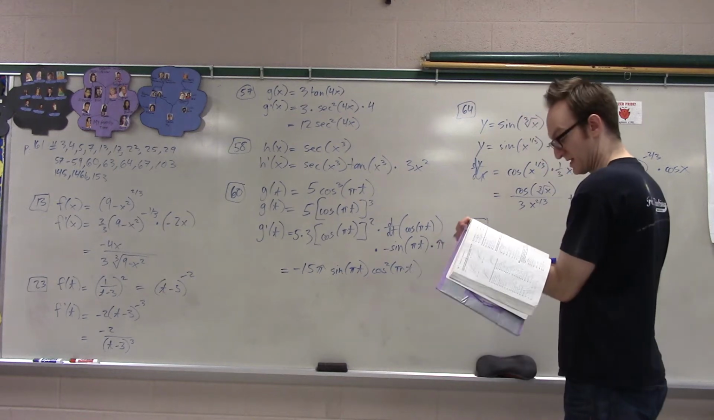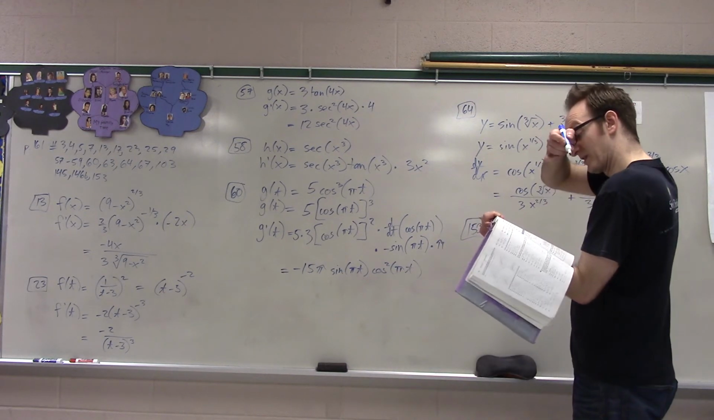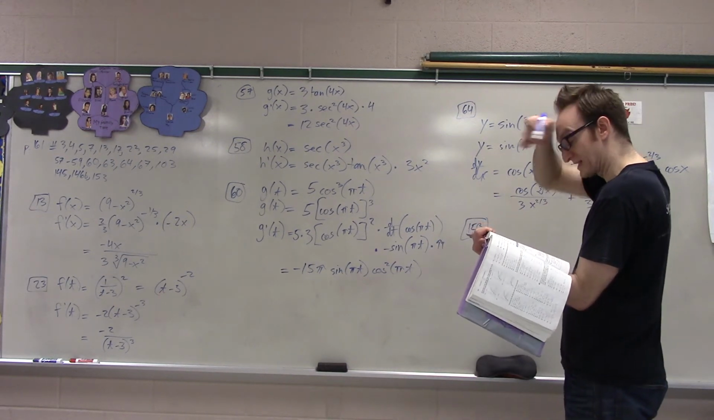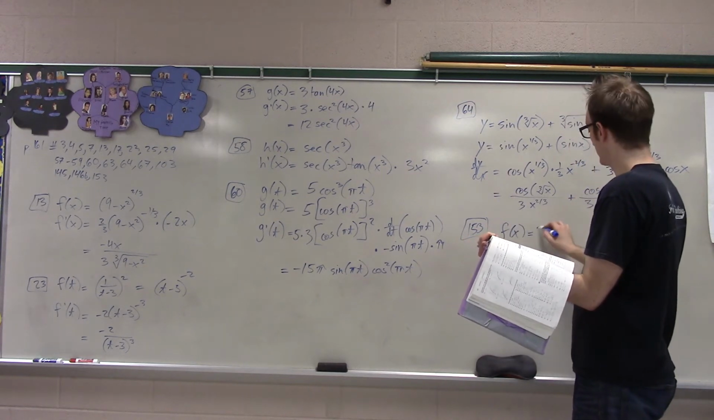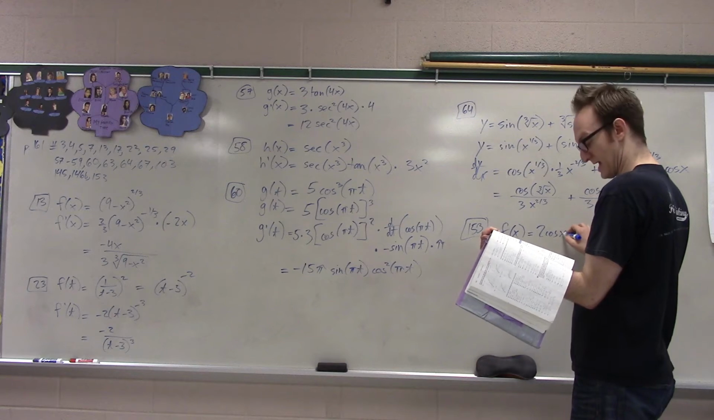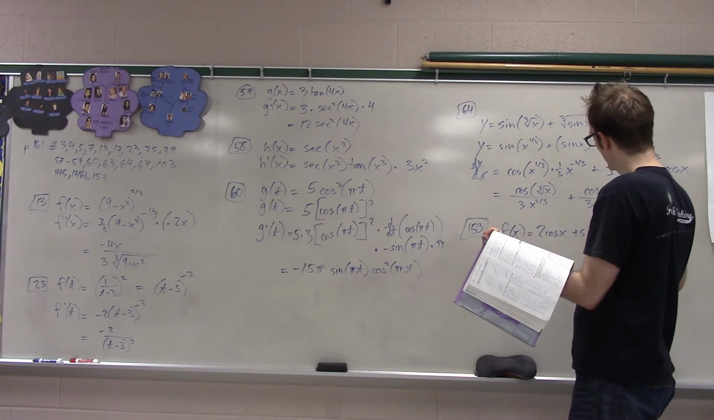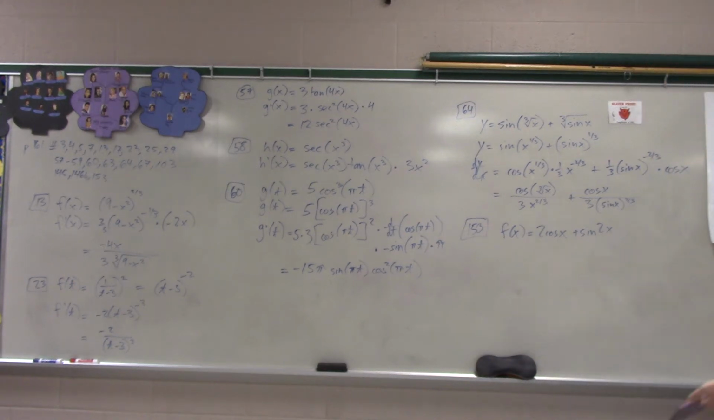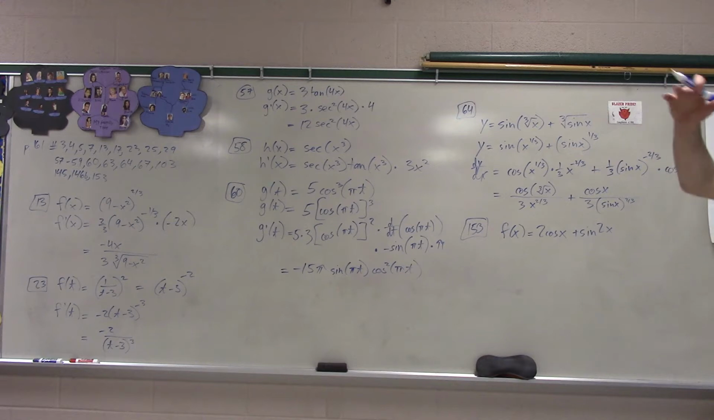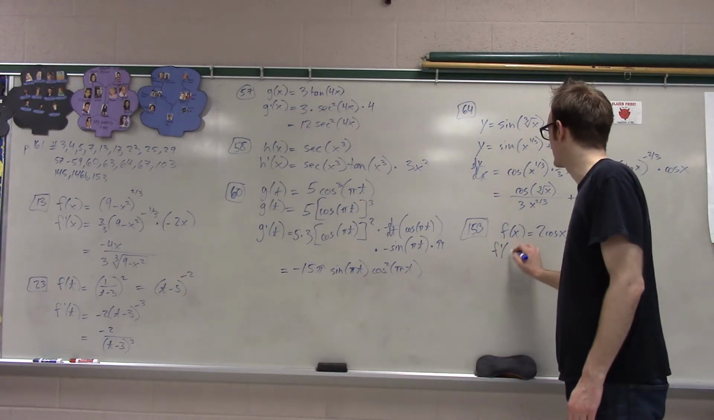153 is: determine points on the interval 0 to 2 pi at which the graph of f of x equals 2 cosine x plus sine 2x has a horizontal tangent line. All right, so where does this function have a horizontal tangent line? Well, we know that the function has a horizontal tangent line when its derivative is 0. So they're really just asking, when is the derivative 0? All right, well, I can differentiate this function.